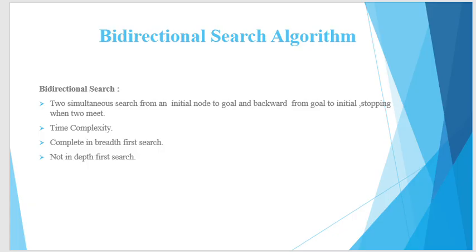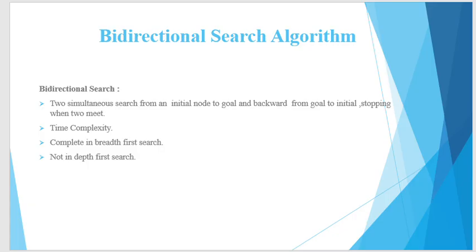So if anyone asks you why we should use bidirectional search, what is the advantage of bidirectional, why should I use bidirectional, then the answer is simple. Time complexity is reduced as compared to BFS and DFS. Generally, the time complexity is b to the power d by 2. But if you want to write it in the form of order, in the O case, it will be order of b to the power d, which is the same as BFS and DFS.